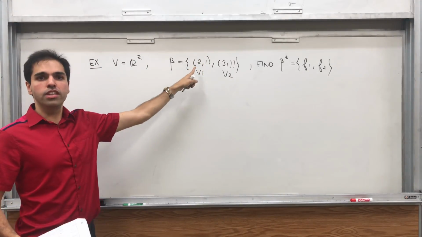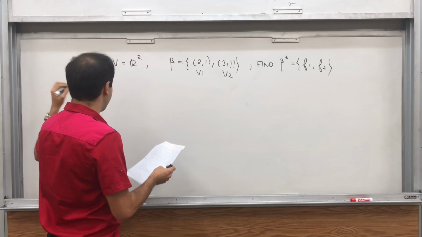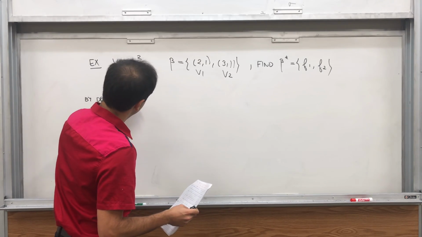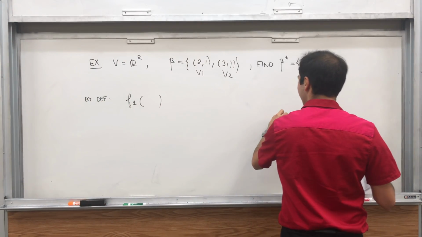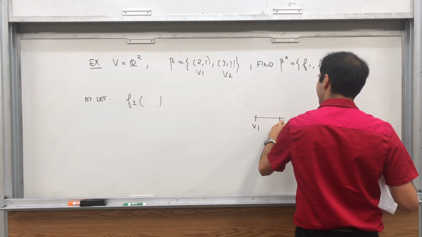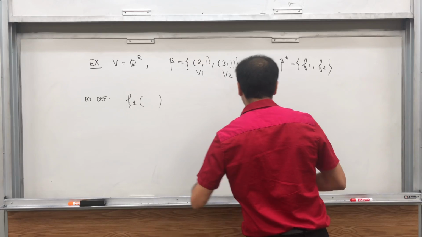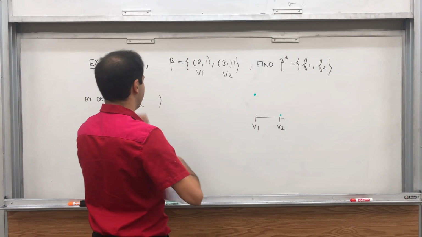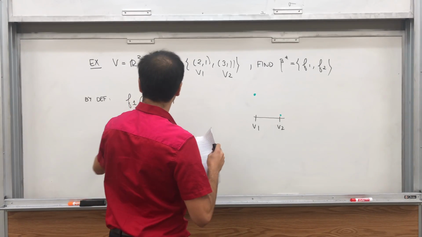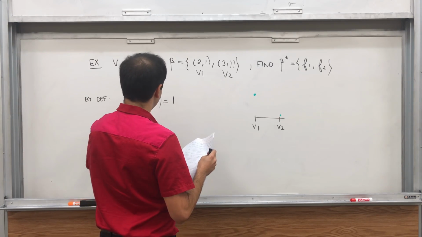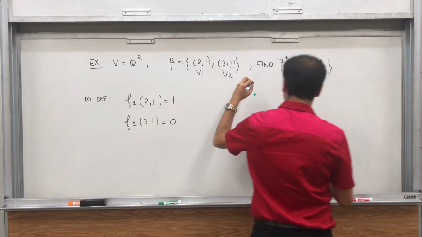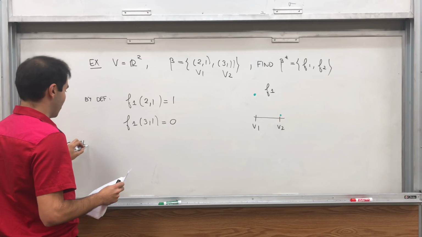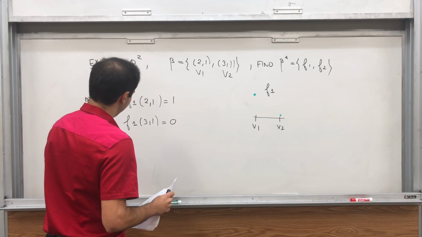The basis vectors here are v1 and v2. So let's start with f1. By definition, again, if you want this beautiful graph I'm so proud of, if this is v1 and this is v2, then f1 is 1 at v1 and 0 at v2. So f1 at (2, 1) equals 1, and f1 at (3, 1) equals 0. Right, so that is f1, and our goal is to find a formula for f1, so find f1 of (x, y).